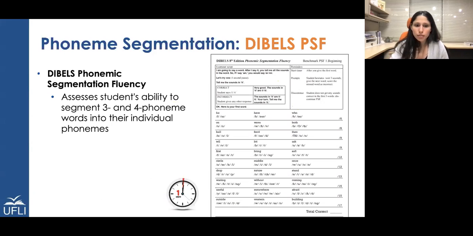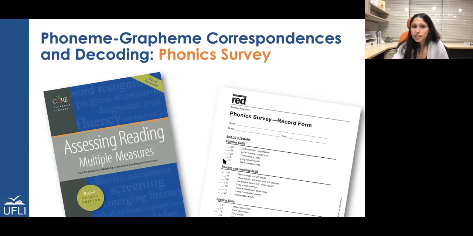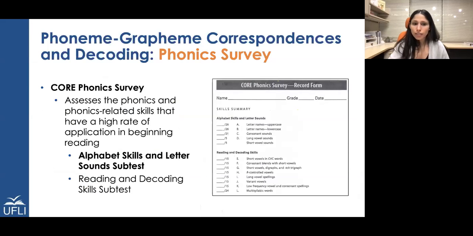For phoneme grapheme correspondences and decoding, our go-to is the Core Phonics Survey, which comes from this book. But there is a free version of it through Scholastic, and I do have the QR code in just a minute. But really what a Phonics Survey allows you to do is assess alphabet skills and reading and decoding. And so the purpose is to figure out how they're doing with application of phonics concepts.